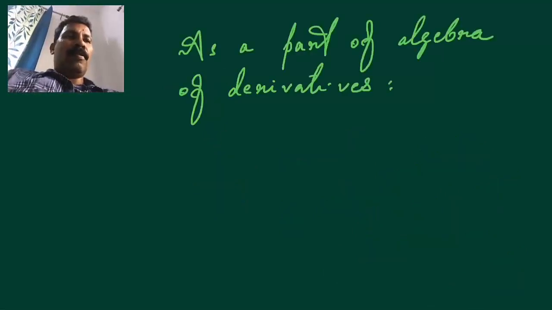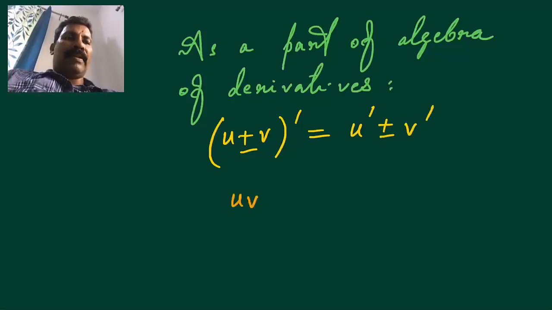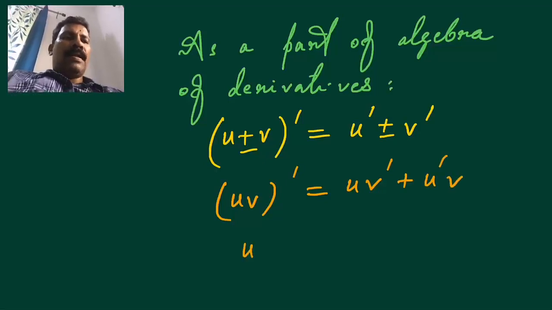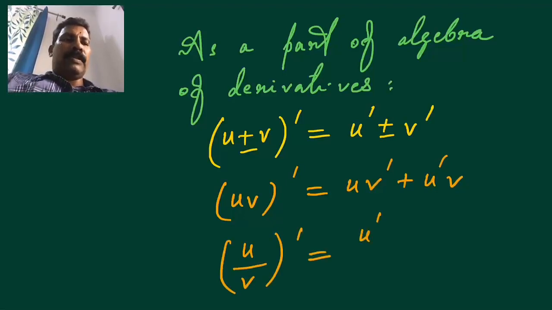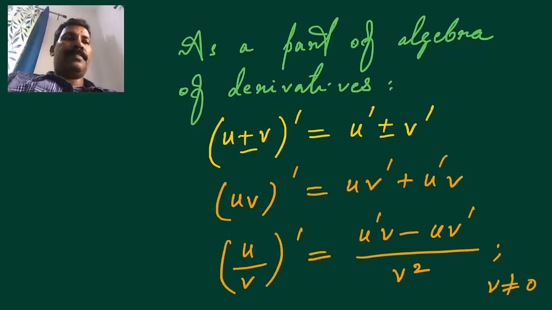As a part of the algebra of derivatives, the derivative of a sum or difference is nothing but the sum or difference of their derivatives, and the derivative of a product is u into the derivative of the second plus the derivative of the first into the second function, that is u'v. And the derivative of a quotient (u/v)' is equal to (u'v - uv')/v squared, where v is not equal to 0. All these formulae and theorems we studied in 11th class.